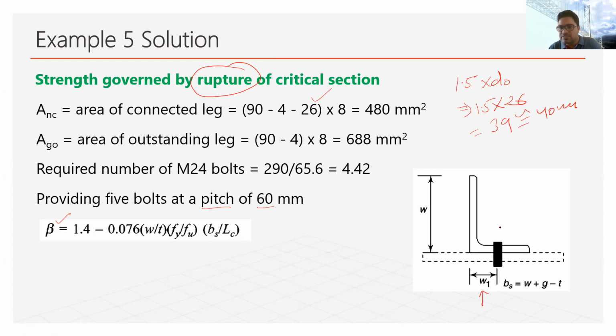So the edge distance, this one, this edge distance becomes 40 mm. Therefore this W1 value will become 50 mm, because that is the remaining length.